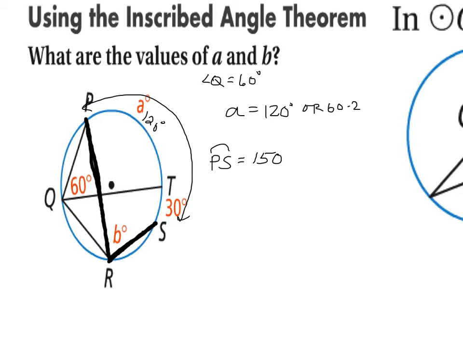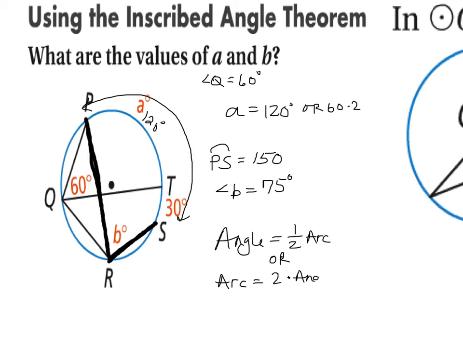I added the two arcs together. So if the arc is 150, how do I find the angle? Well, I take the arc, and I divide it by 2. So in this case, angle B is equal to 75 degrees. Again, the angle is equal to half the arc, or in this case, the arc is equal to 2 times the angle. Those are the two important things to remember.